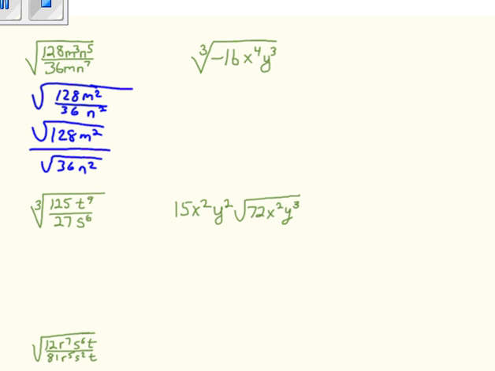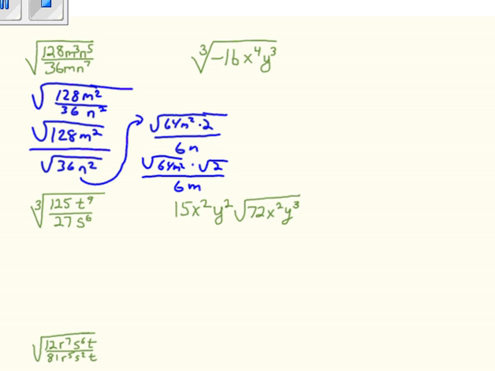So, what's the perfect square factor I'm going to need? 64. Good. So I've got root 64m squared times 2 over 6n. That's an m, by the way. And then I'll have root 64m squared times root 2 over 6n.